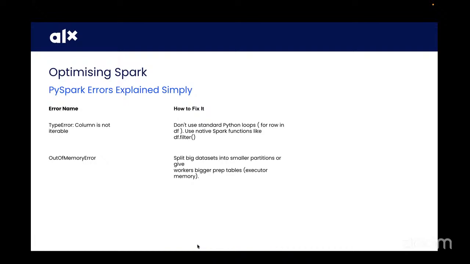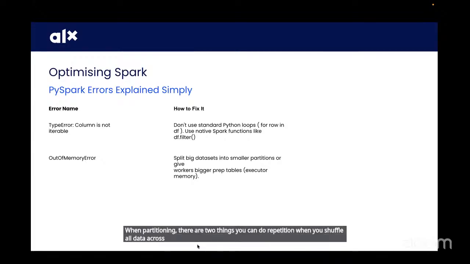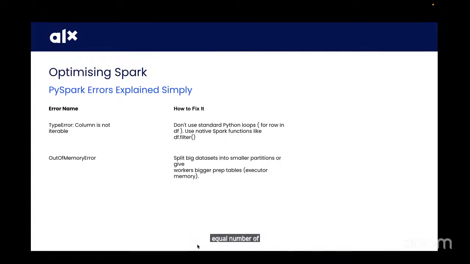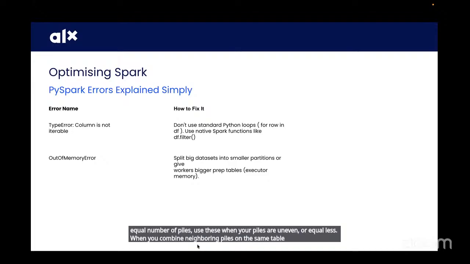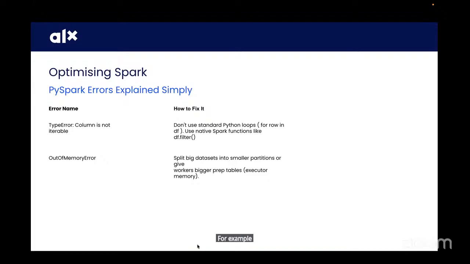When partitioning, there's two things you can do. Repartition, when you shuffle all data across all tables over the network to create equal number of piles. Use this when your piles are uneven. Or you coalesce, when you combine neighboring piles on the same table without passing, for example, food across the room. So no network shuffle, like you are shrinking the small piles down by combining neighboring piles together.